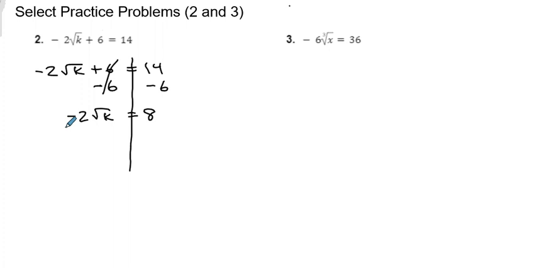Right now we are dividing by -2. So you get the square root of k is equal to -4. Remember, positive divided by negative always gives you a negative. Those are your rules, right?